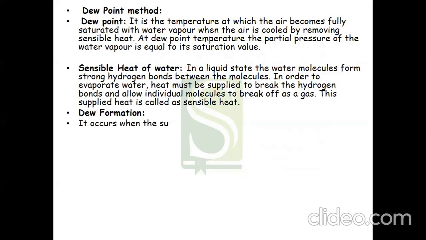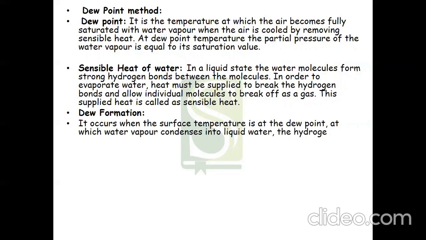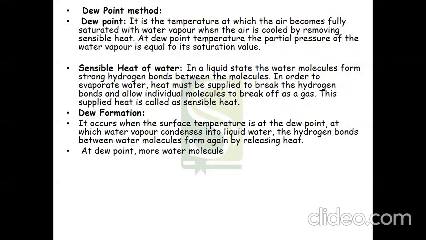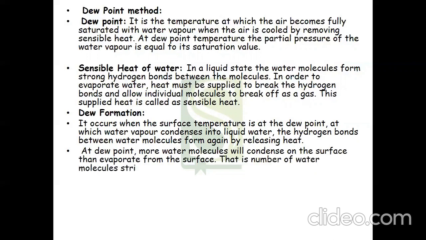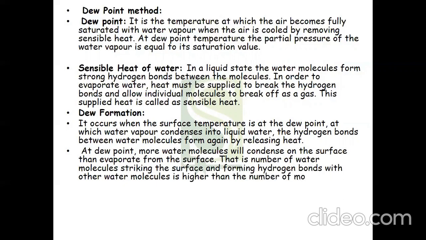Now let us see what is dew formation. Dew formation occurs when the surface temperature is at the dew point, at which the water vapor condenses into liquid water. The hydrogen bonds between water molecules form again by releasing the heat. So at dew point, more water molecules will condense on the surface than evaporating from the surface. That is, the number of water molecules striking the surface and forming the hydrogen bond with other water molecules is higher than the number of molecules breaking the hydrogen bonds and separating off as gas.